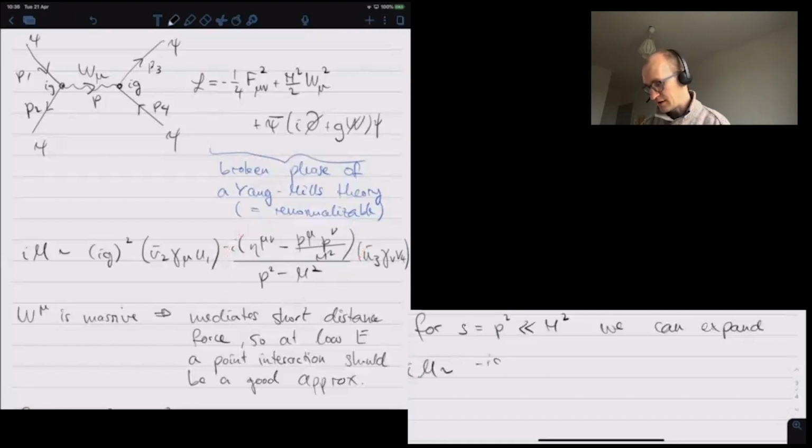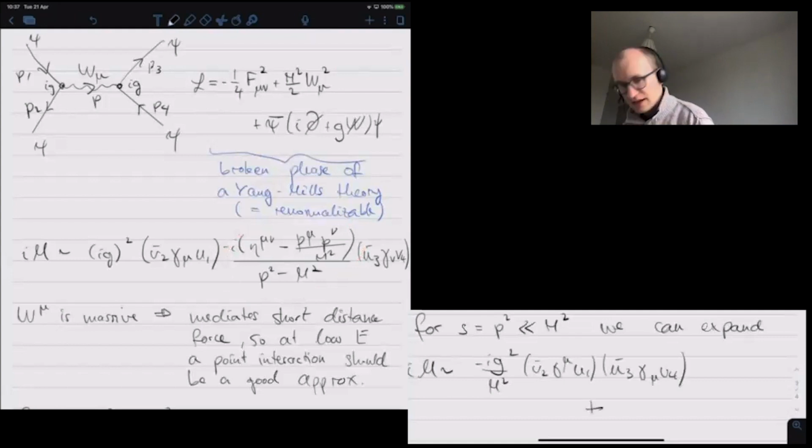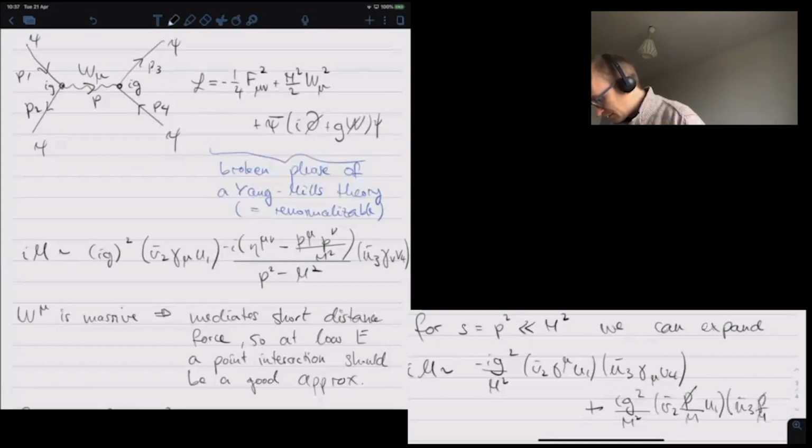And what we get is iM is equal to minus i g squared over m squared times v bar 2 gamma mu u1 u bar 3 gamma mu v4, plus i g squared over m squared times, and now there's some structure here, p slash over m u1 u3 p slash over m v4, plus of course there are higher order terms.